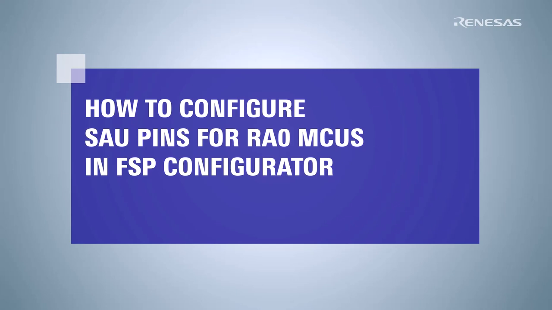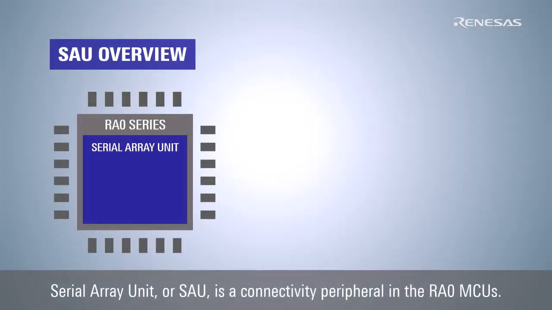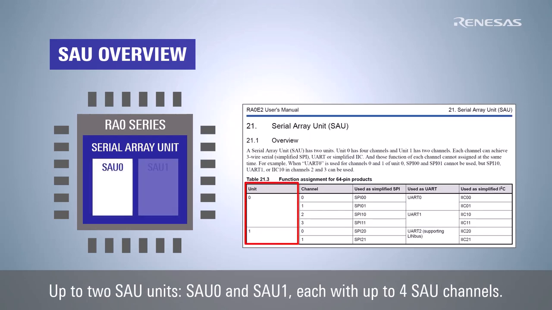This video guides how to configure SAU pins for RA0 MCUs in the FSP Smart Configurator. Serial Array Unit, or SAU, is a connectivity peripheral in the RA0 series of RA MCU. RA0 MCUs have up to 2 SAU units, SAU0 and SAU1, each with up to 4 SAU channels.